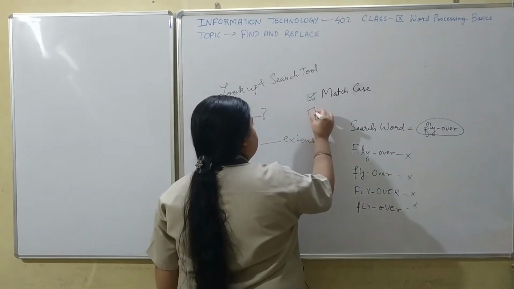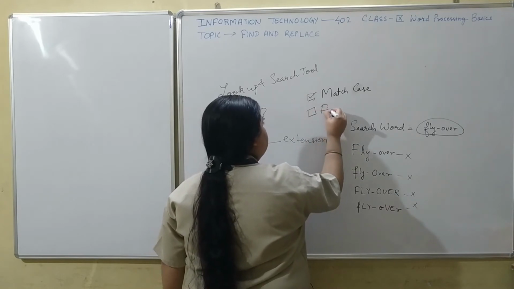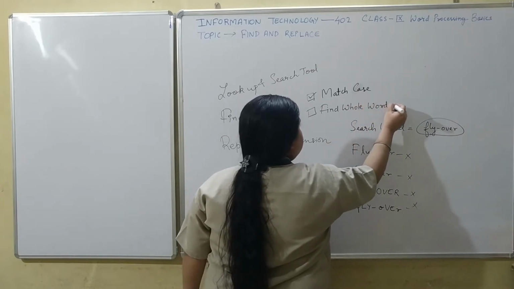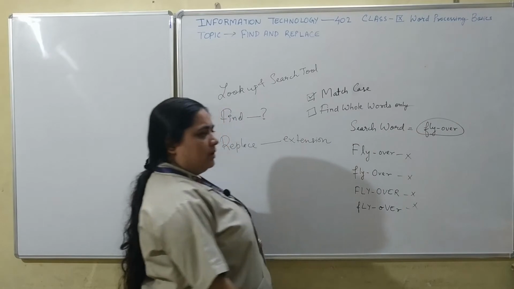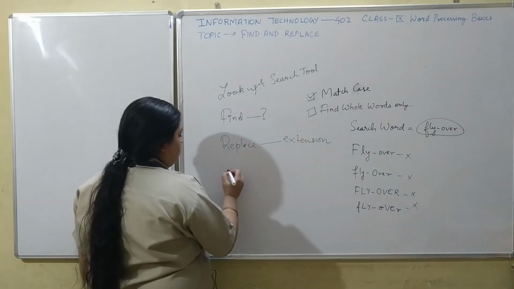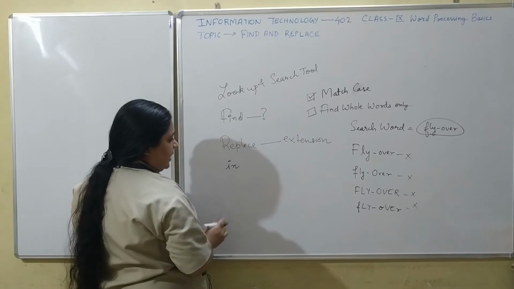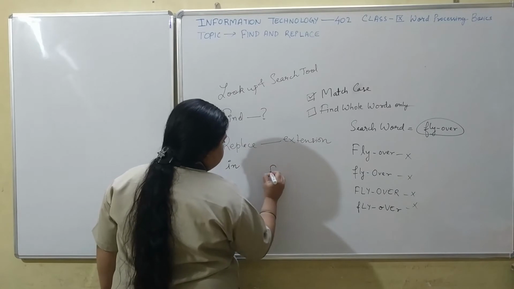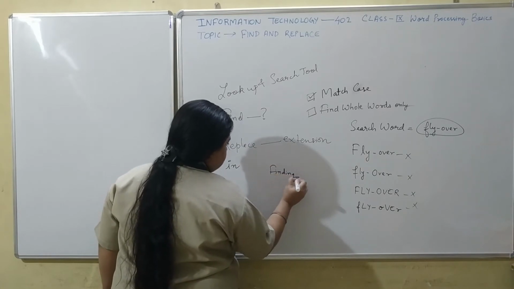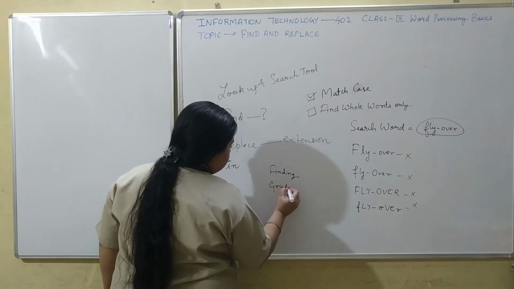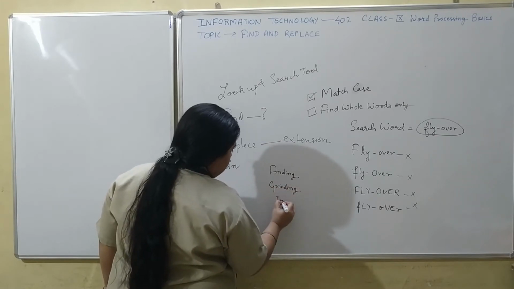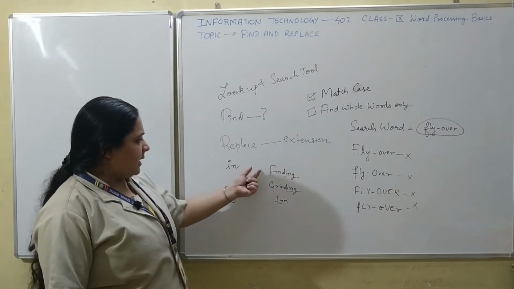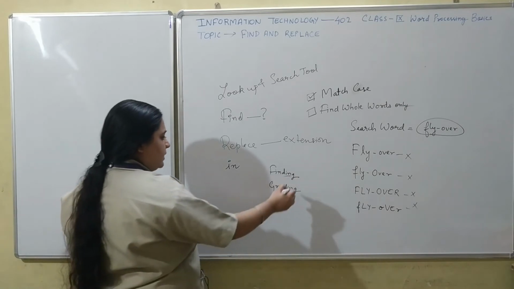Next, there is another option, find whole words only. Whole words only means sometimes you need to search for a word, in. But in can be a part of any other word, like finding, grinding. So you can see that in is a part of these words. So I am not looking for these words. I don't want to search for these words.